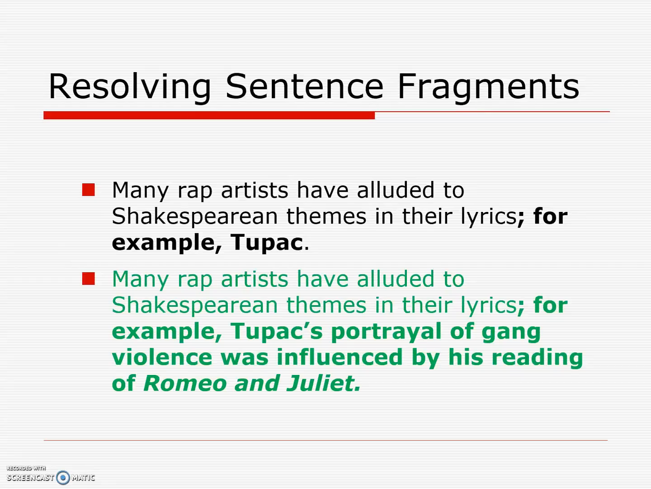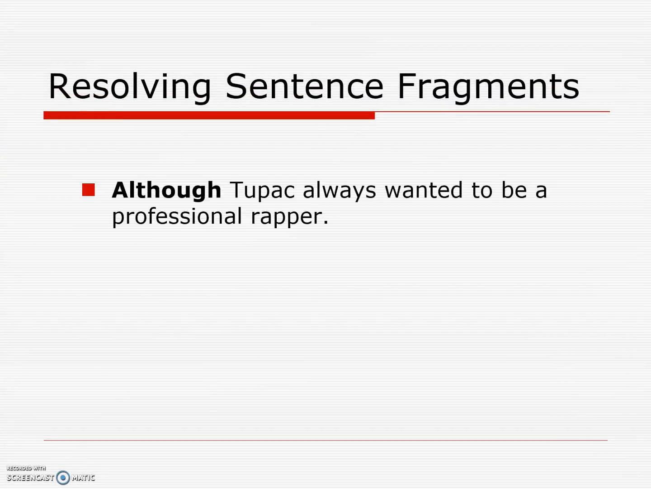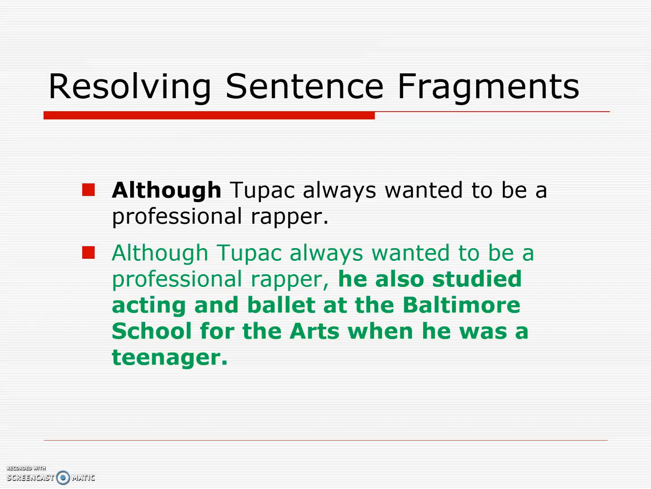Similarly, with a semicolon and creating a compound sentence, that second clause now contains more information. It has a subject and a predicate. It is now a complete and independent clause in and of itself. And then in this third example, you can see that once again we're adding more material to the sentence, and now we have an independent clause at the end that the dependent clause, although Tupac always wanted to be a professional rapper, is now connected to, it's leaning on it. You've created a complex sentence.